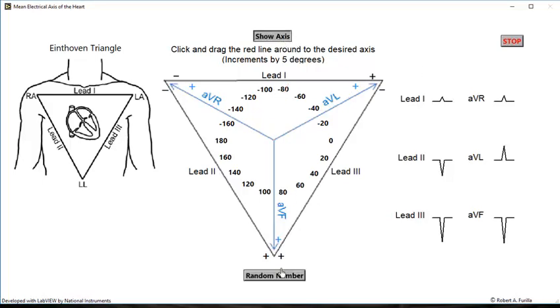We'll try just one more. Here we can see AVF is the isoelectric or biphasic lead. It's perpendicular to AVF, which means it's parallel to lead 1. But lead 1 is negatively deflected, which means it's pointing toward the negative electrode. That would put us at about 180. Plus or minus 180 are going to be the same. Let's look at that. 178. That concludes this talk on 6-lead estimate of the mean electrical axis of the heart.